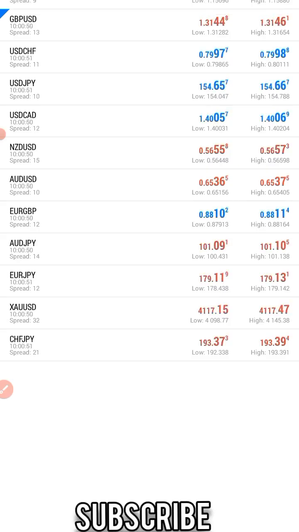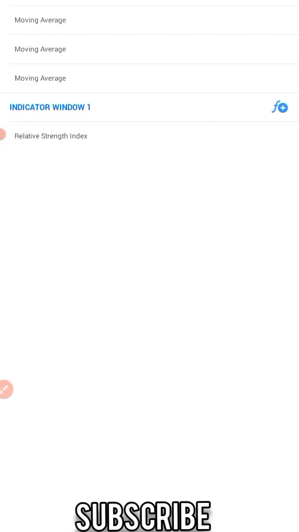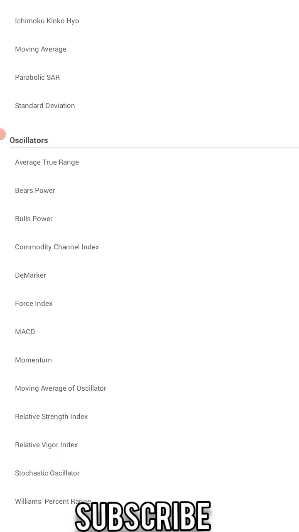Now, this is a live trade I'm using as an example for us to trade divergence using the RSI to make entry and exit and understand the steps at which we can trade. First of all, let's go to our relative strength index. The relative strength index is actually an oscillator indicator. Look at it here, under oscillators, the RSI. We call it relative strength index.